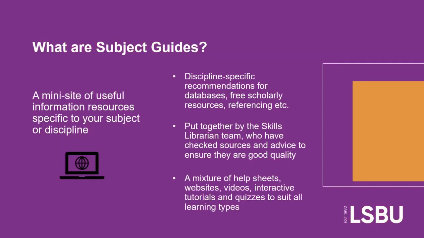So, what's in your subject guide? Your subject guide has discipline-specific recommendations for databases, free scholarly resources, referencing materials, and more. It is put together by the Skills Librarian team, who have checked sources and advice to ensure it is of good quality. Therefore, you will find a mixture of help sheets, websites, videos, interactive tutorials, and quizzes to suit all learning types.